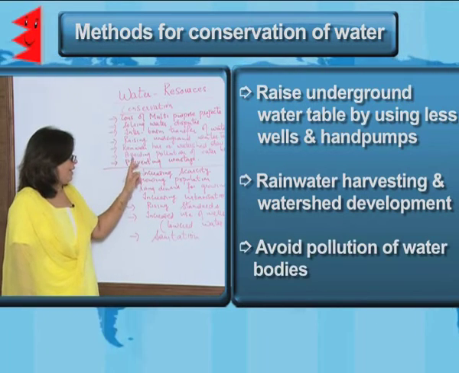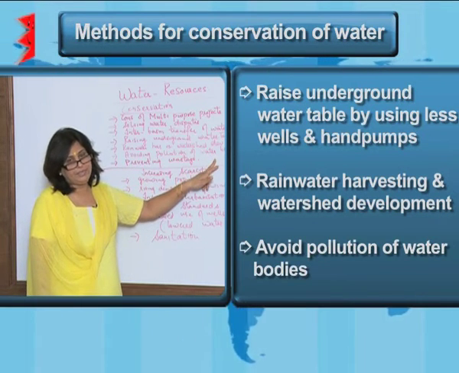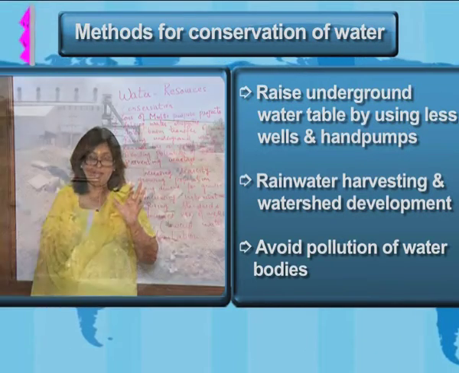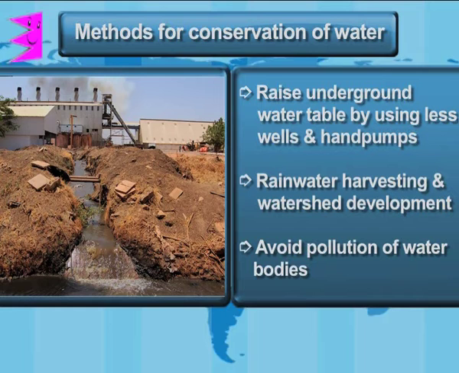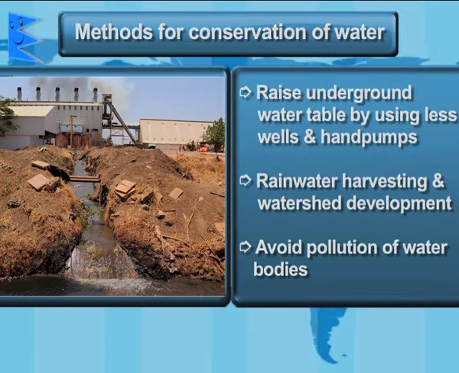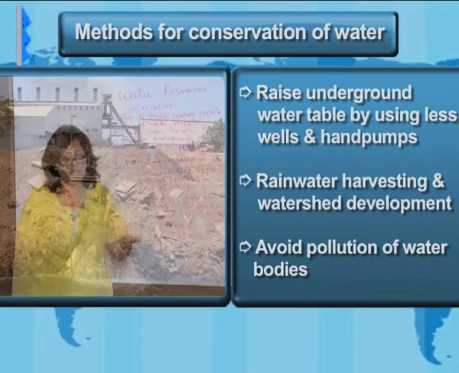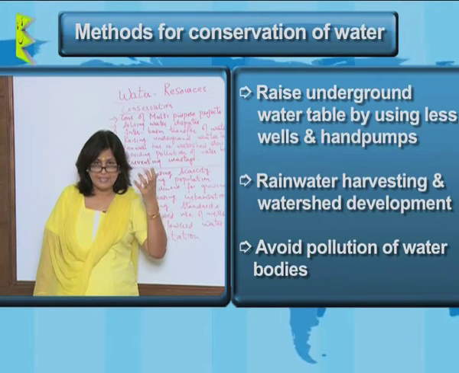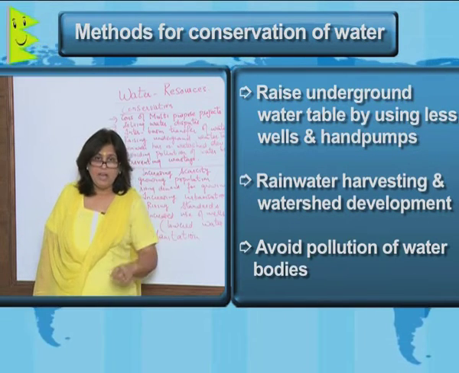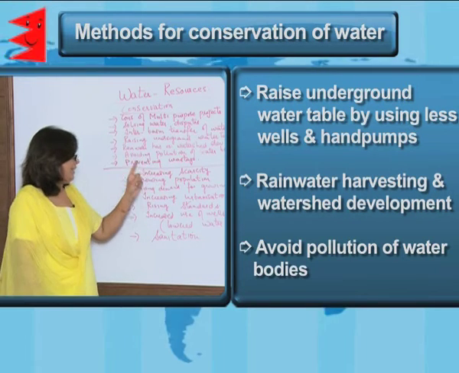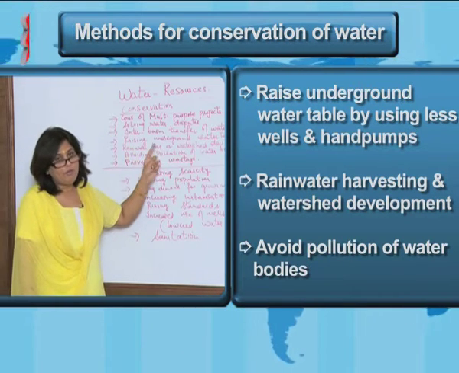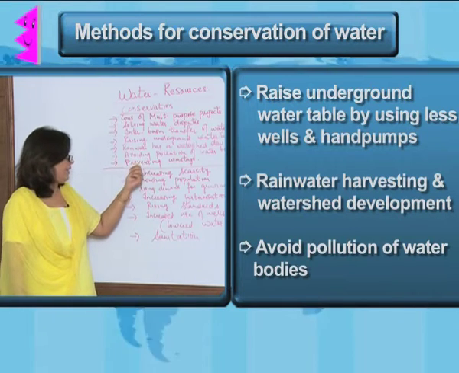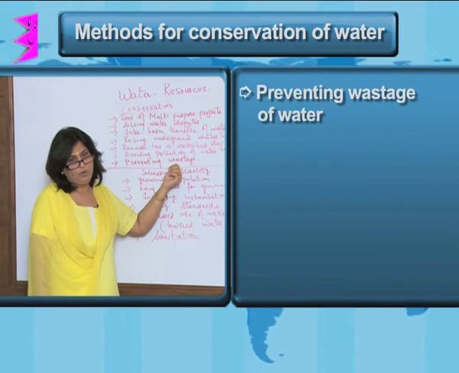Next is avoiding pollution of water bodies. And who actually pollutes the water bodies? It's generally the industrial waste which pollutes the water bodies, and the water becomes unfit for human consumption, and when it is unfit for human consumption, it is leading to scarcity. And therefore, to conserve that water, we need to see that pollution of water bodies is avoided as far as possible. Next is preventing wastage of water.